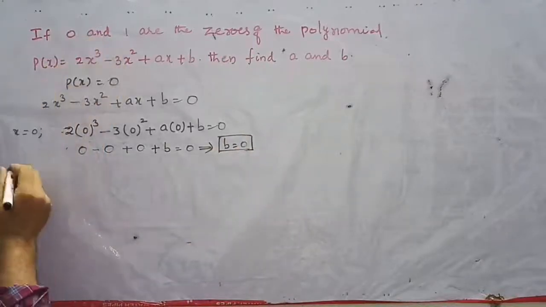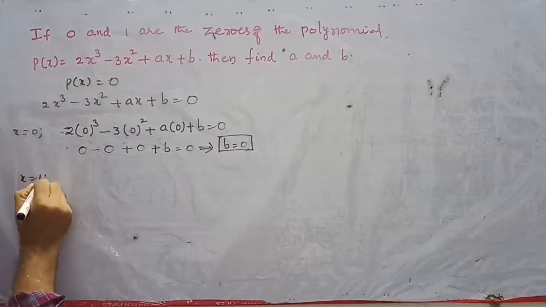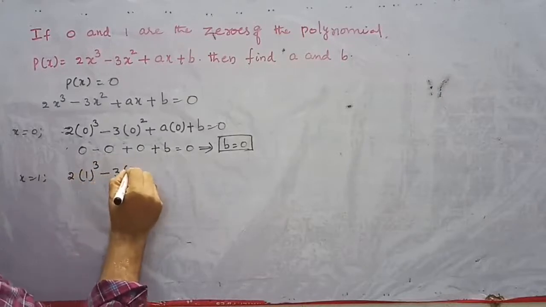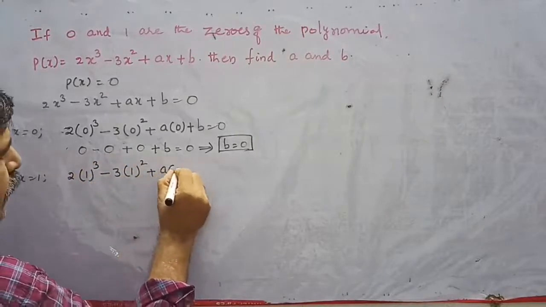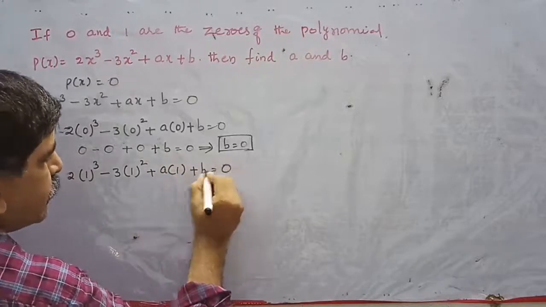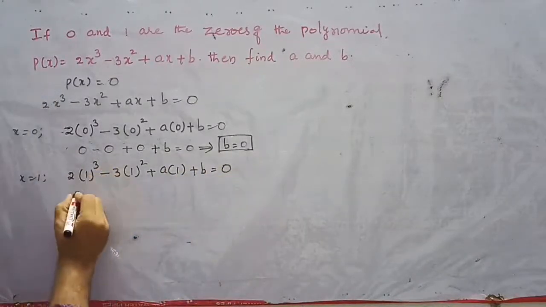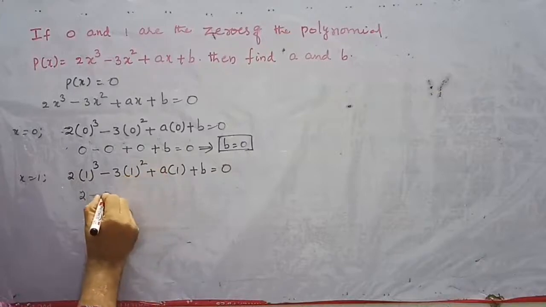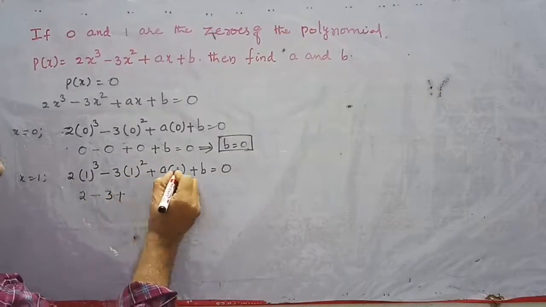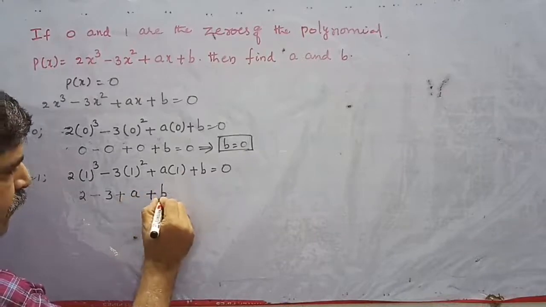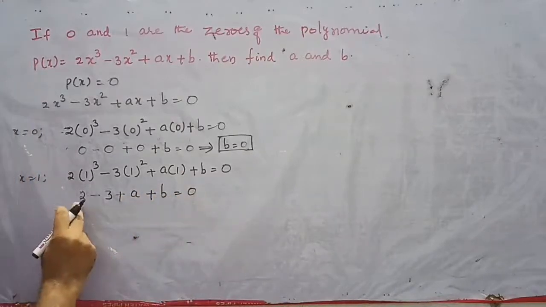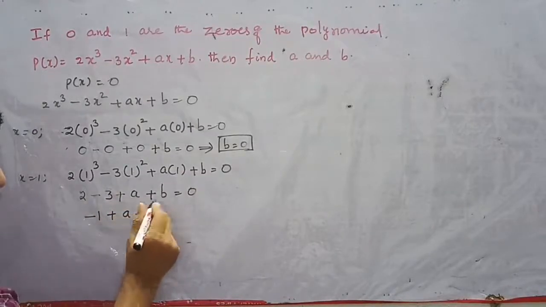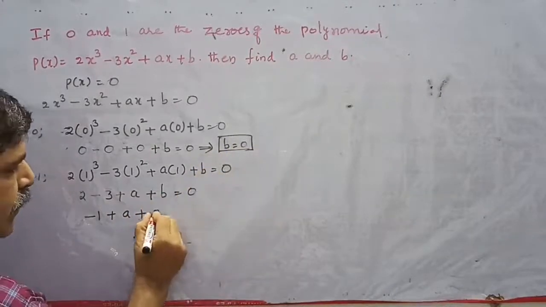Next one, x is equal to 1. 2 into 1 whole cube minus 3 into 1 whole square plus a into 1 plus b is equal to 0. 1 cube is 1, 1 into 2 is 2, minus 1 square is 1, 1 into 3 is 3, plus a into 1 is a, plus b is equal to 0. 2 minus 3 minus 1 plus a plus b is equal to how much? 0.